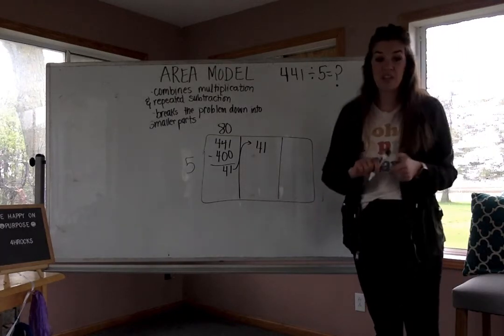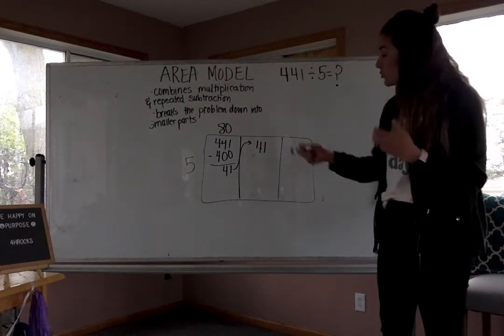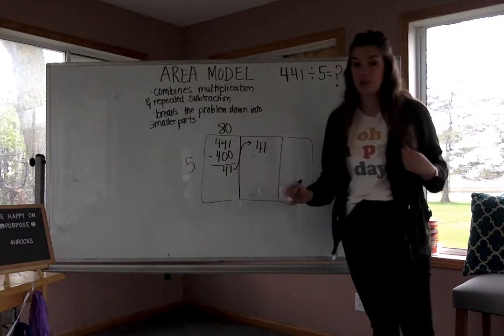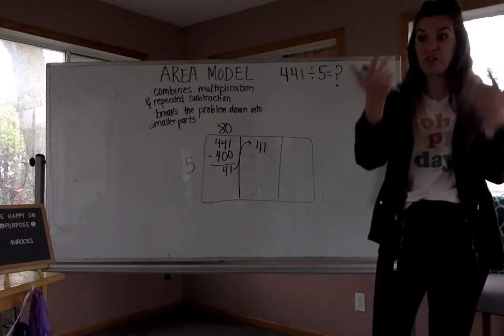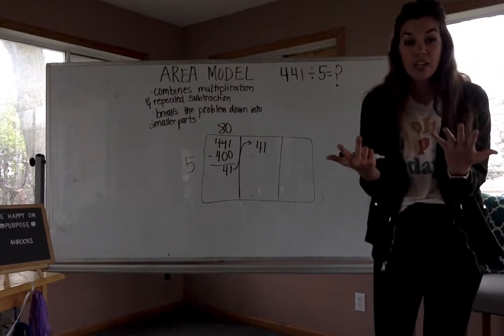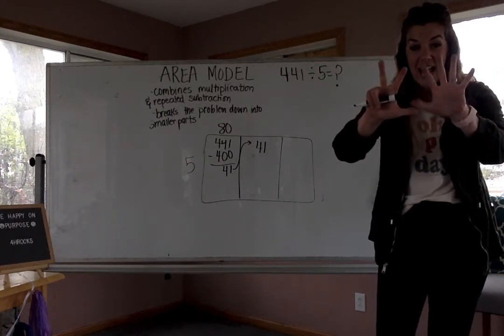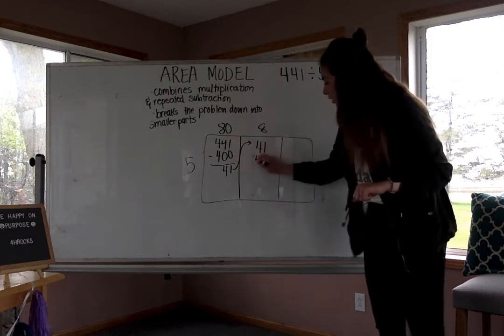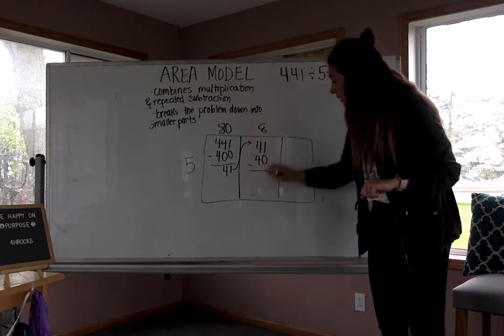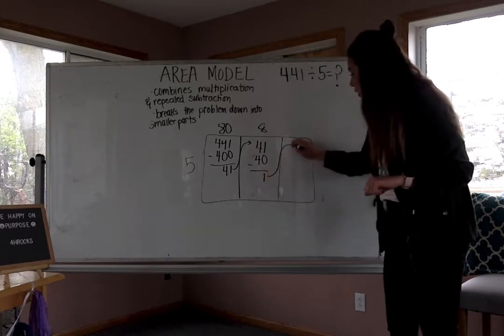So I'm just going to skip count by 5s and see how close I can get to 40. 5, 10, 15, 20, 25, 30, 35, 40. I actually land on 40. Okay, so that is 8. So I'm going to multiply 8 times 5, and that will give me 40. And then I'm going to subtract, and I'm left with 1.